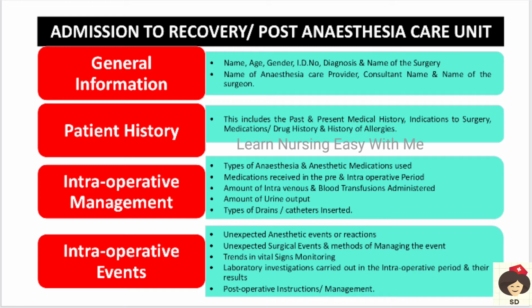Whenever a person is getting admitted to the recovery unit, these are the criteria you have to know. First, you have to take general information about the patient, like name, age, gender, identification number, the diagnosis, what surgery was done, who was the anesthetist who gave anesthesia, under which doctor the person was admitted, and the name of the surgeon who operated on the patient. You have to collect this general information when the patient is coming to the recovery unit.